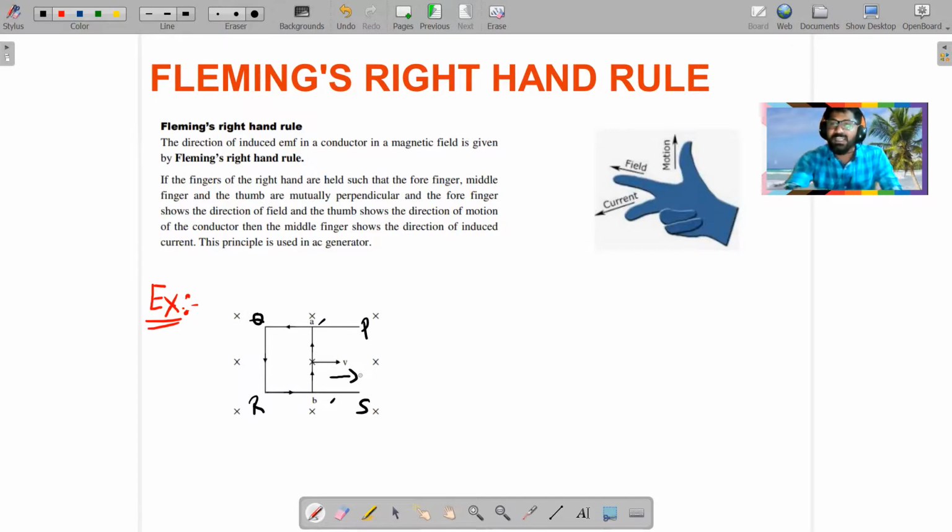the field is into the plane of the screen, and velocity is to the right. So the forefinger shows the direction of the field, the thumb is in the direction of motion of the conductor, and then the central finger represents the direction of induced current. If you observe carefully, the central finger gives the direction of induced current. It is the upward direction. So the direction of induced current is given in this direction, and you can understand this with the help of Fleming's right hand rule.